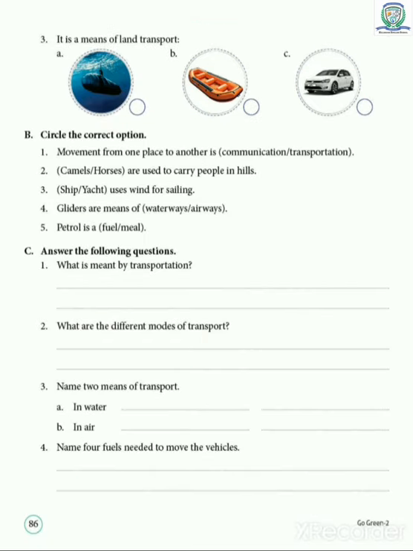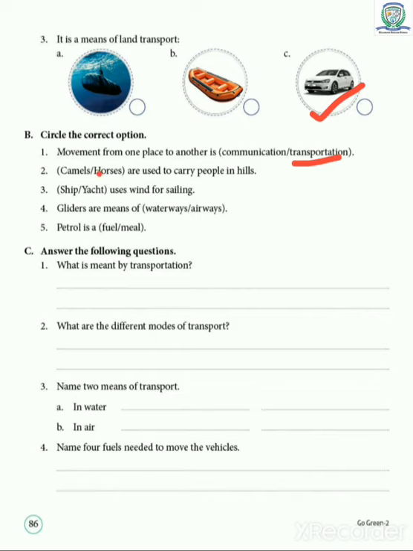Question 3. It is a means of land transport. So, it is option C, car. Exercise B, circle the correct option. Movement from one place to another is transportation. Number 2. Camels or horses are used to carry people in hills.